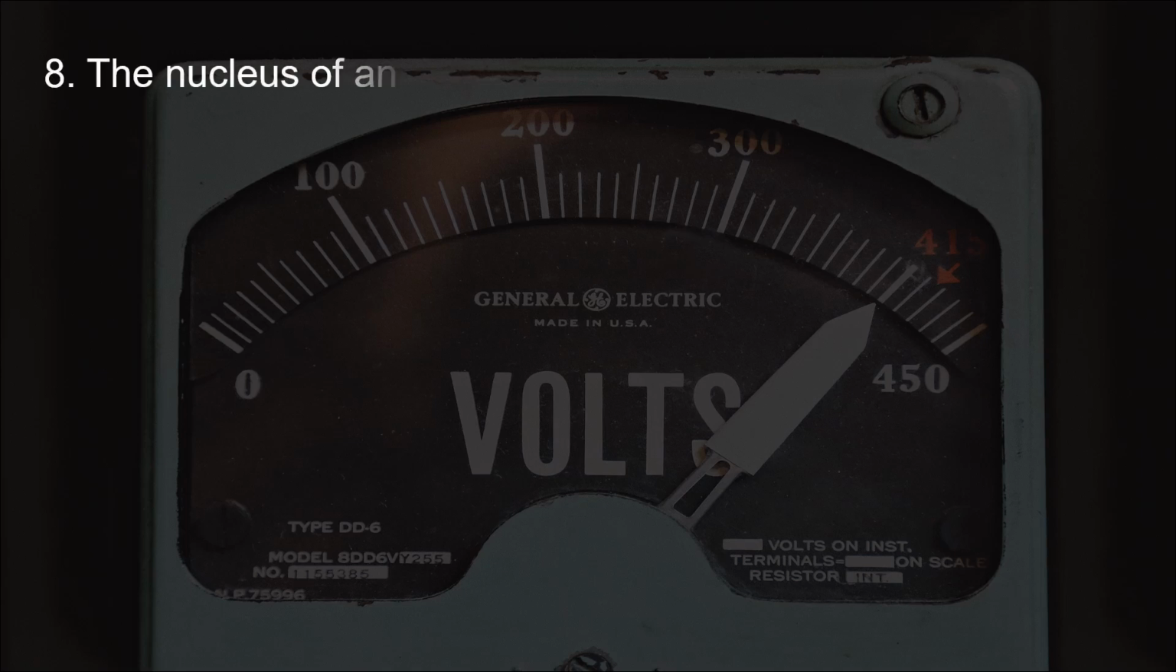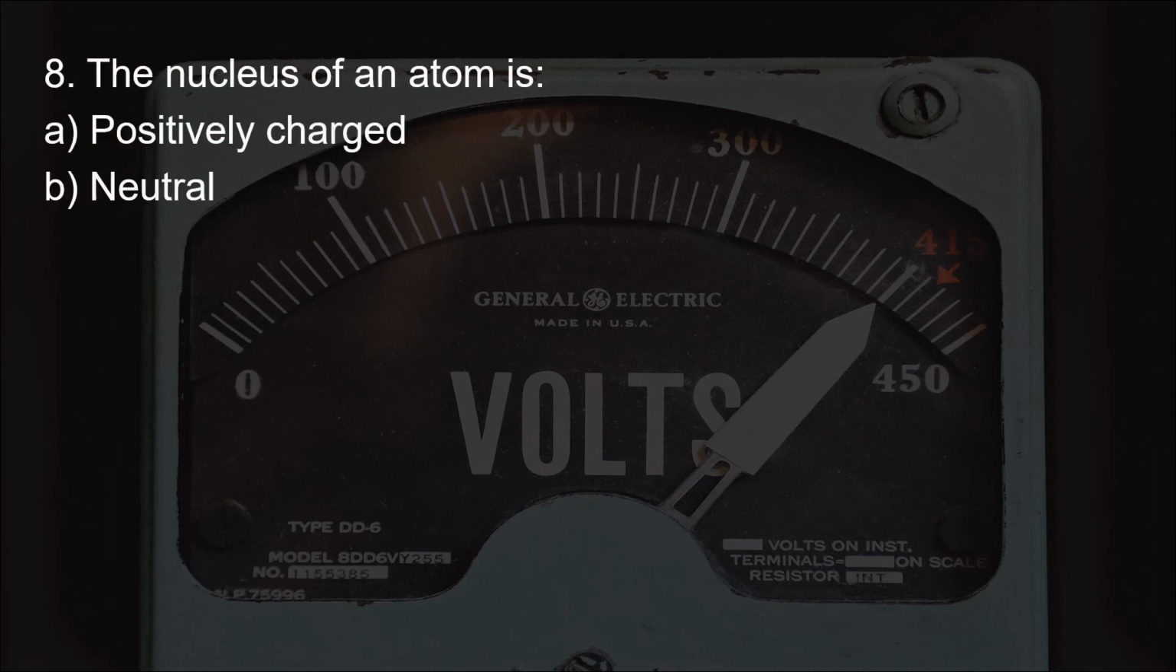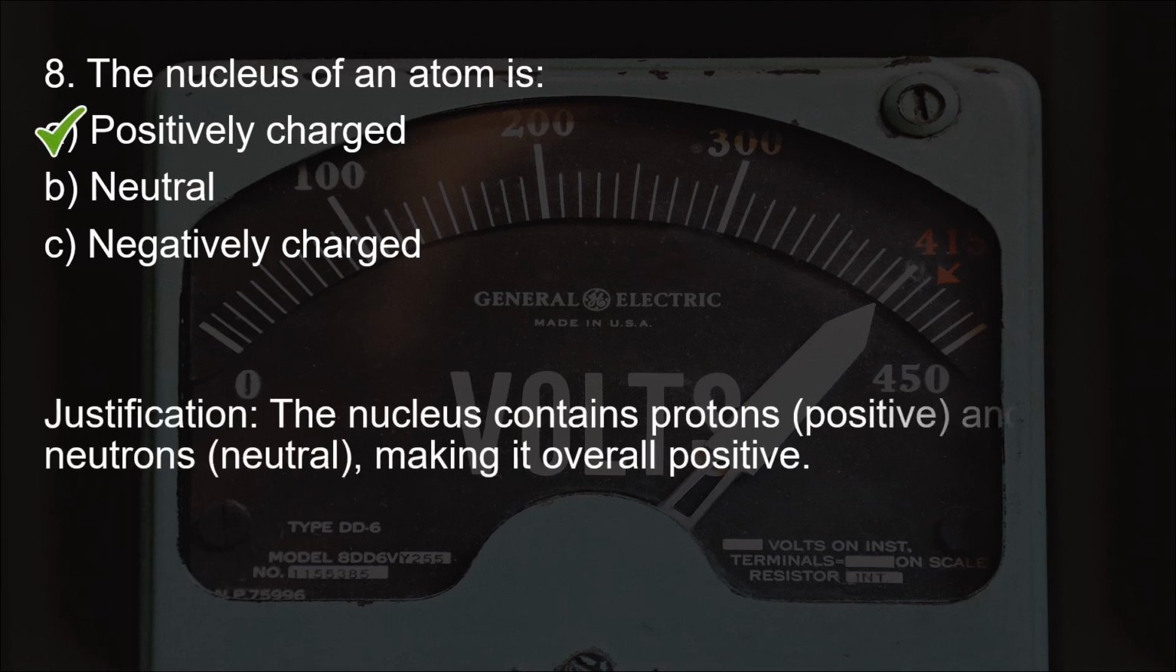Question 8. The nucleus of an atom is A. Positively charged. B. Neutral. C. Negatively charged. Justification. The nucleus contains protons, positive, and neutrons, neutral, making it overall positive.